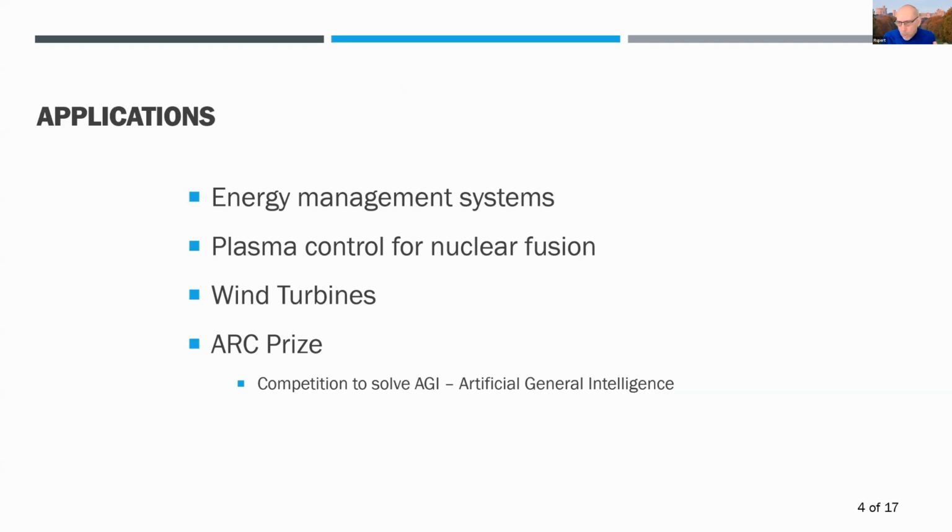Okay, so simulated environments are okay, they're interesting, but what I really want to do is apply them to real-world applications that would have some use in the real world. And the sorts of things I've been looking at are energy management systems, plasma control for nuclear fusion, wind turbines, which I'm going to talk about. And then I'm also going to talk about the ARC prize, which is a competition to solve artificial general intelligence. But I think it's a good environment for exploring multi-level PCT systems.